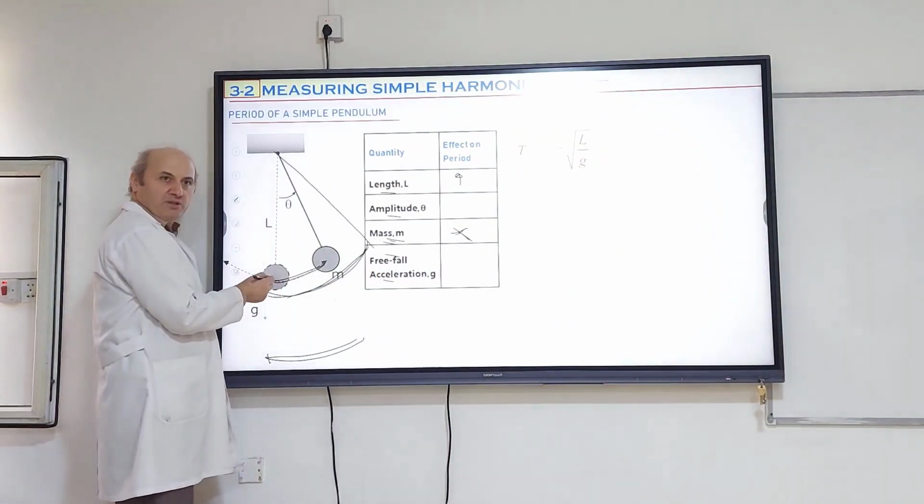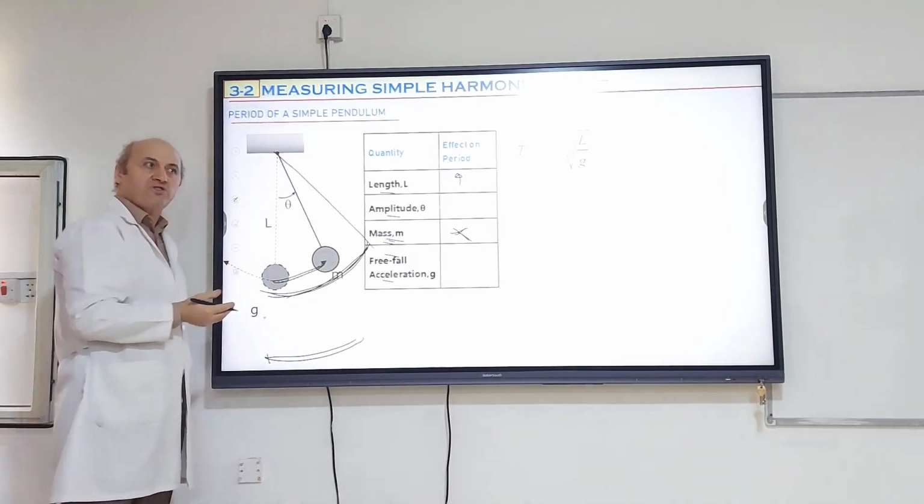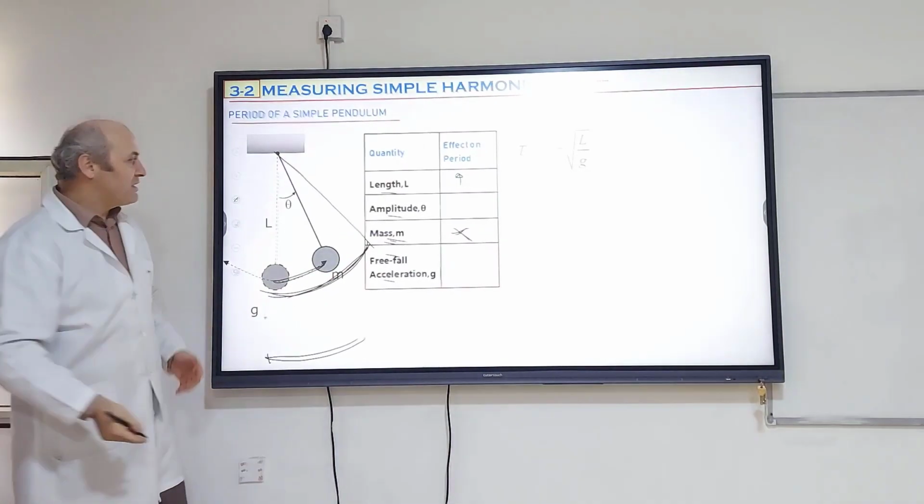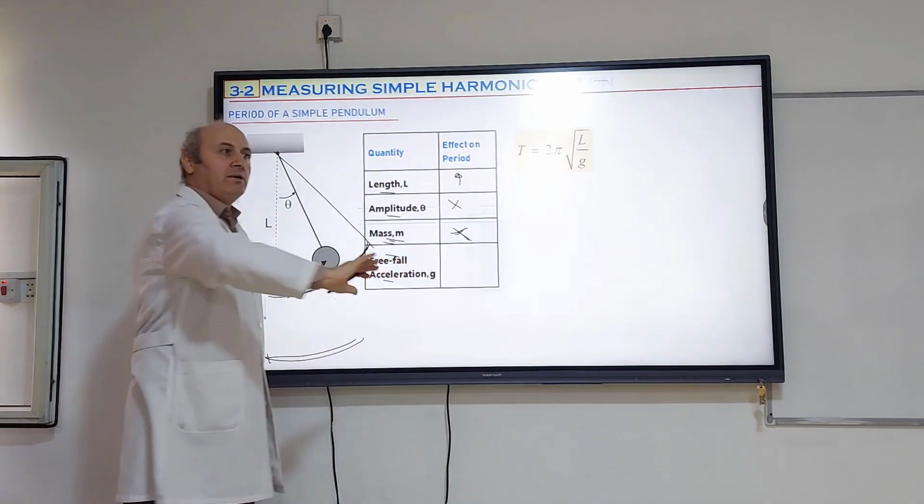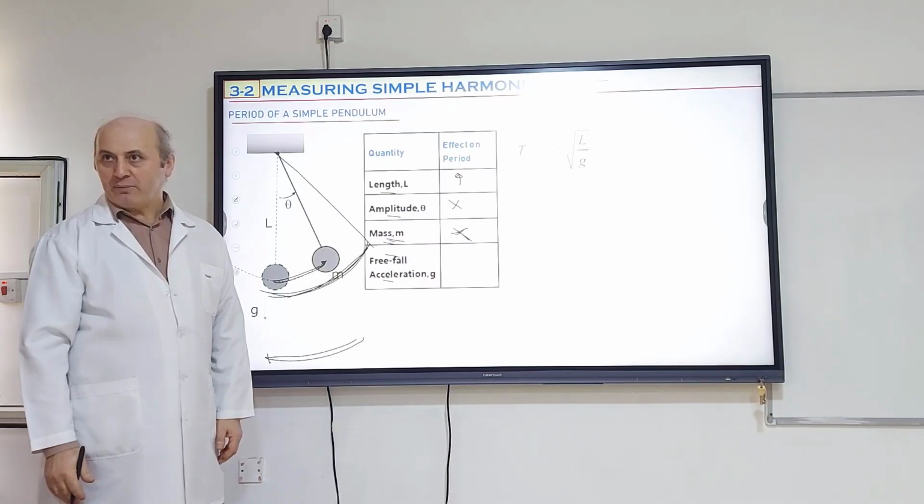Smaller acceleration, shorter arc length. Big acceleration, longer arc length. So they travel in equal time. That's why amplitude has no effect on the period of the simple pendulum.